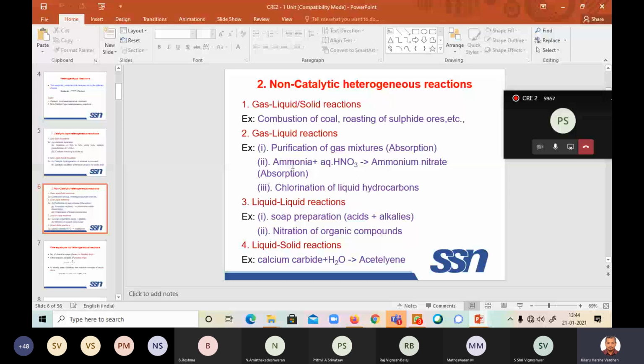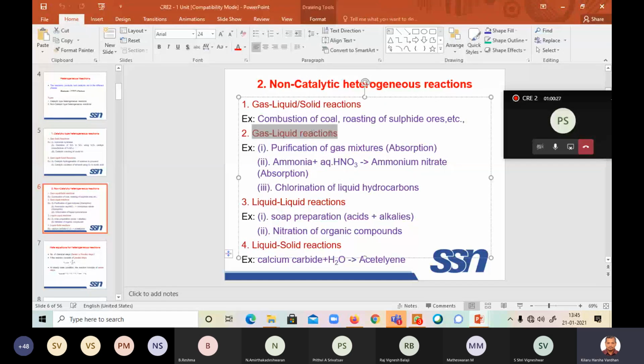One more example is ammonia plus aqueous nitric acid will give you ammonium nitrate. Where you saw this reaction, this is in fertilizers, right? You manufacture this ammonium nitrate. Ammonia is absorbed in HNO3 to give you that ammonium nitrate, right? The other example is chlorination of liquid hydrocarbons. These are some of the examples of gas liquid reactions.